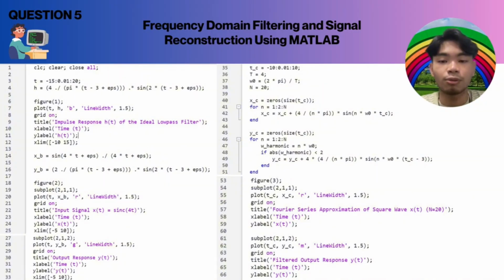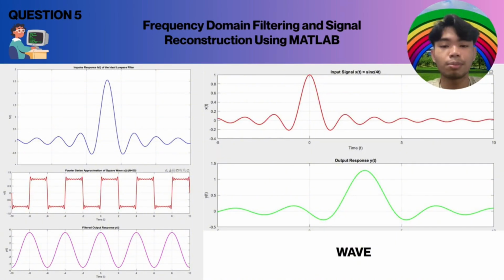On the right side, from lines 40 to 51, we simulate a periodic square wave using a Fourier series expansion loop up to n equal 20 harmonics, applying an if condition to block any harmonic frequency that exceeds our filter cutoff of 2. Finally, let's look at the simulation result.